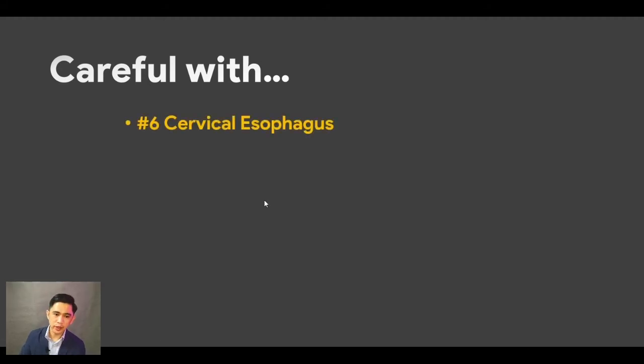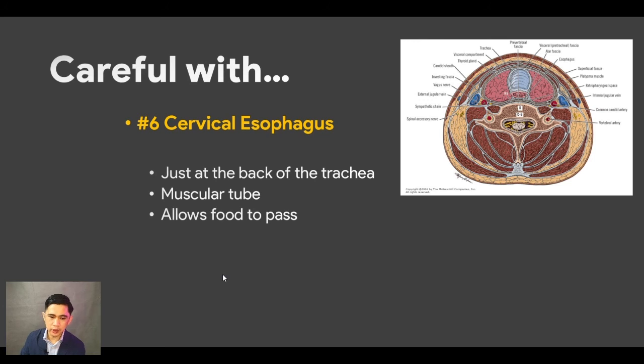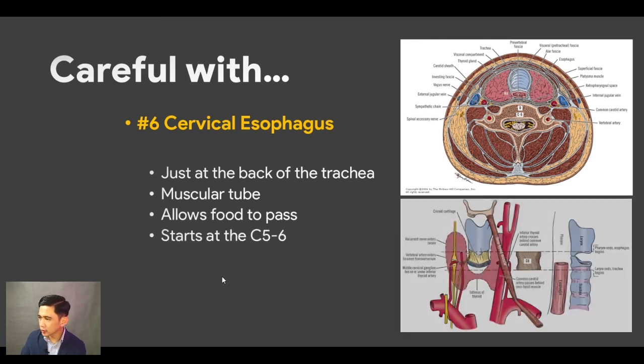Next, we have to be careful with the cervical esophagus. The cervical esophagus is just at the back of the trachea. So this is the trachea, with the esophagus at the back. It is a muscular tube which allows food to pass from the mouth into the stomach. It also starts at the same area where the trachea starts, around C5 to C6.